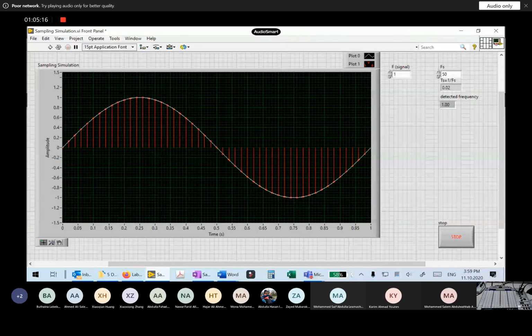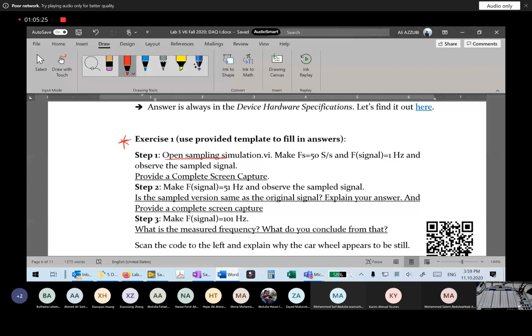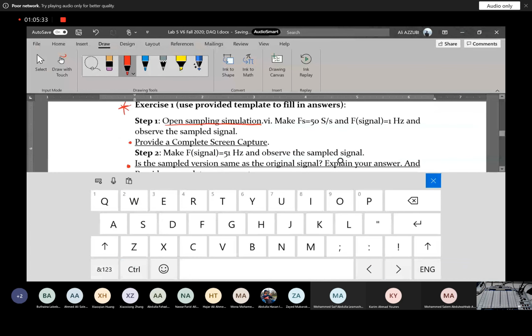So let's open this VI. The exercise says open the sampling simulation VI. We have some underlined questions here. You need to answer them in the template. Do you all have the VI open?